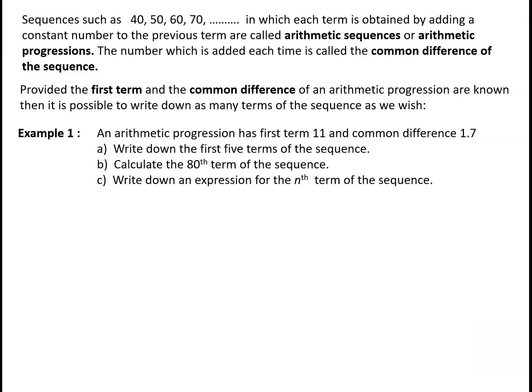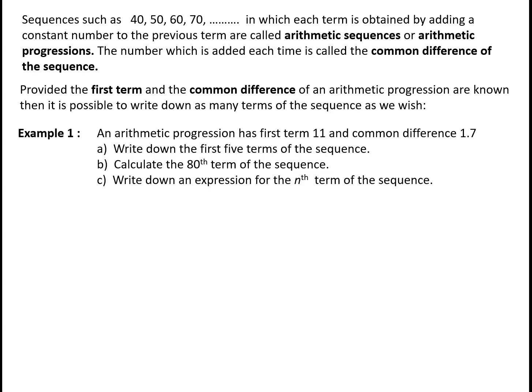Sequences like 40, 50, 60, 70, etc., which were the size of Isla's presents, in which each term is obtained by adding a constant number to the previous term, are called arithmetic sequences or arithmetic progressions. The number which is added each time is called the common difference of the sequence or the progression. Provided we know the first term and the common difference of an arithmetic progression, it's possible to write down as many terms of the sequence as we wish.